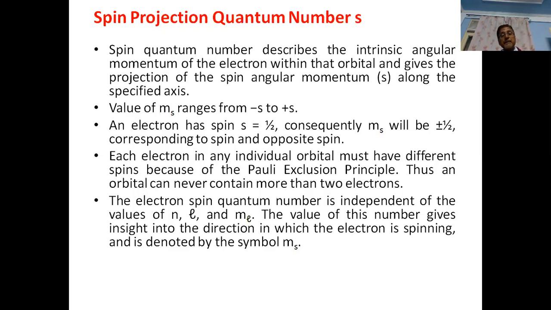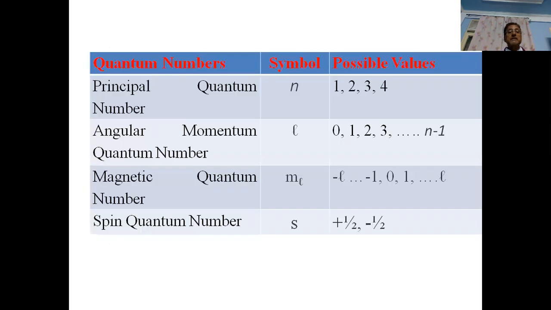But spin is the intrinsic property of the electron, and it does not depend on these values of N, L, and ML. The value of this number gives insight into the direction in which the electron is spinning and is denoted by the symbol Ms.